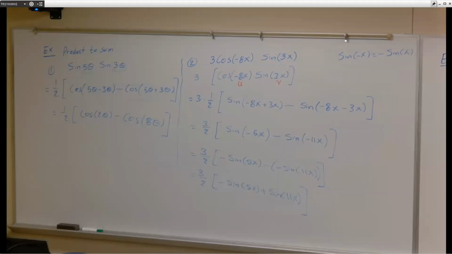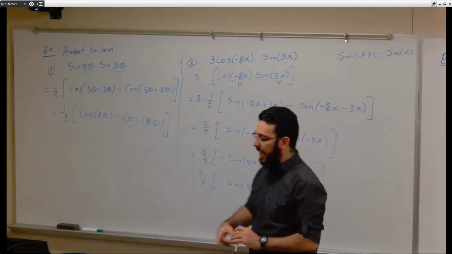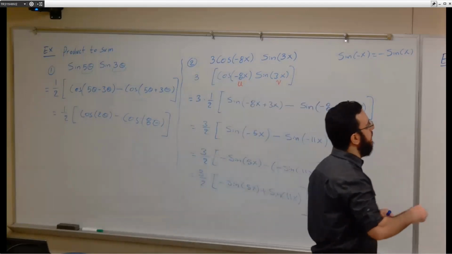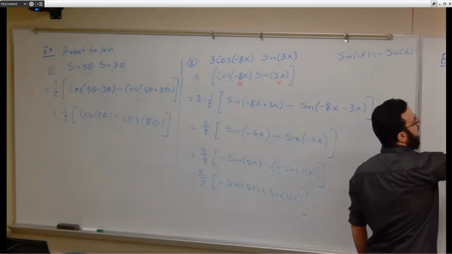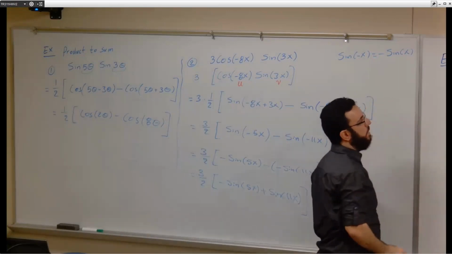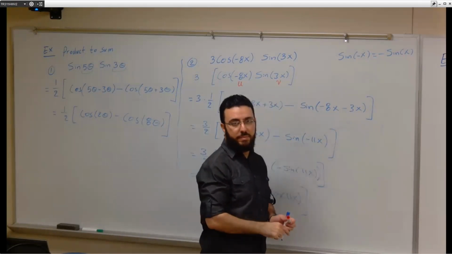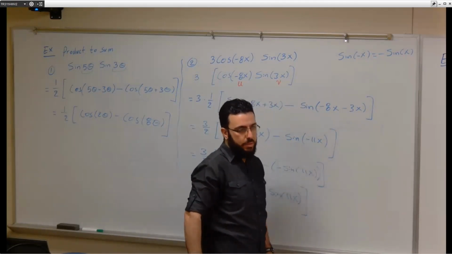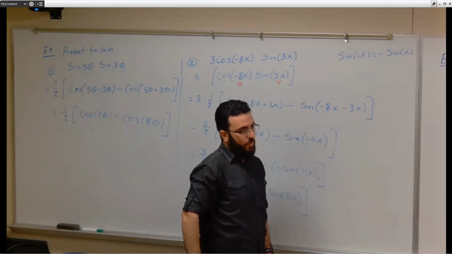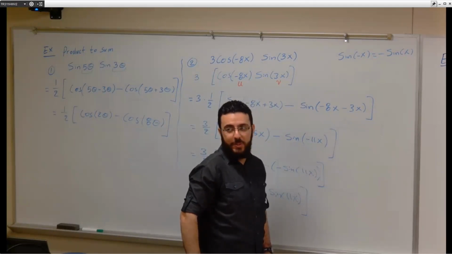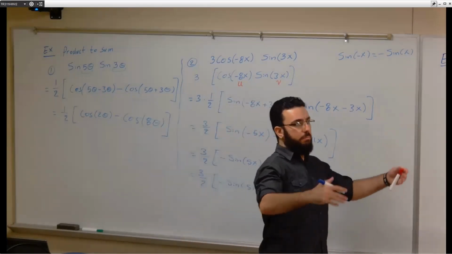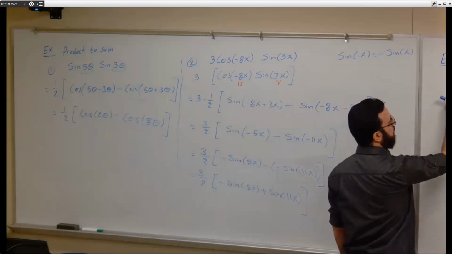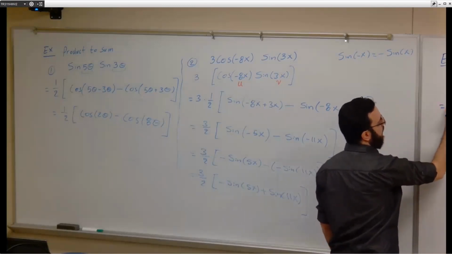But the formula says sine u plus sine v, and what I have here, this is the u and this is the v. Can I use the formula? No. What do I have to do so I can use the formula? You factor out the 2. Yes, we can. Here is the 2.